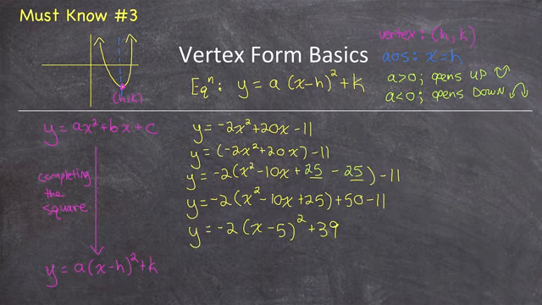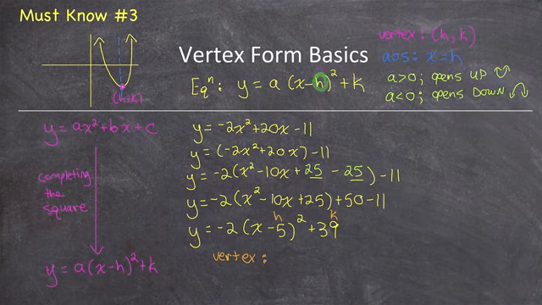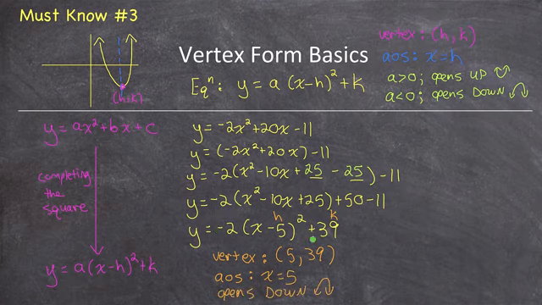And now that it's in vertex form, the h and k values tell you the vertex. Notice from the vertex form equation, h is what we're subtracting from x. So in this equation, we're subtracting 5, so the h value is 5. So the vertex is at (5, 39), and the axis of symmetry would be at x equals 5. And because the a value is negative, this parabola is going to open down, which means this vertex is at the top of the quadratic, making it a maximum point.